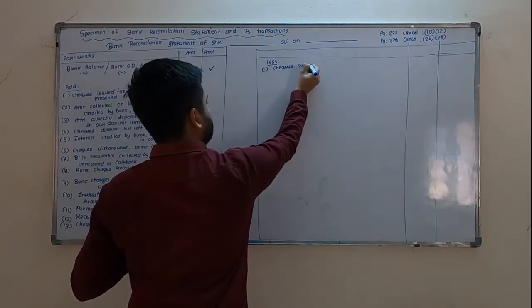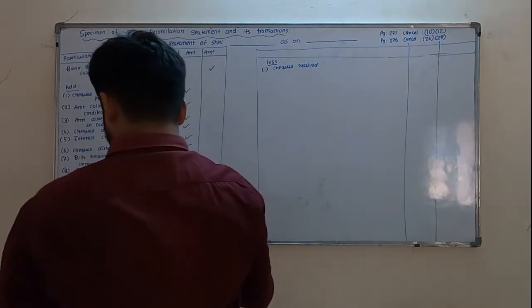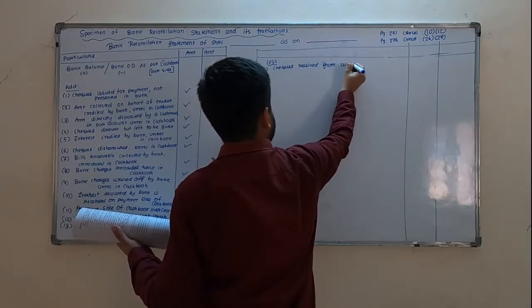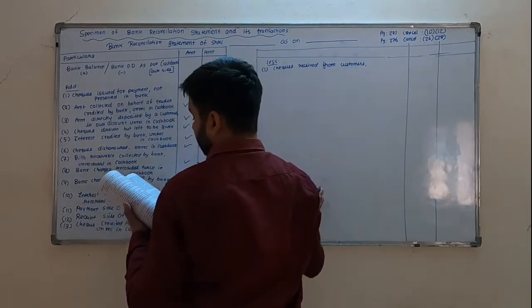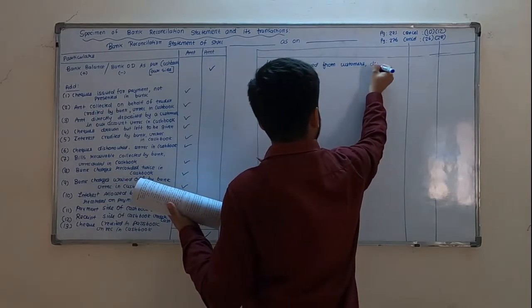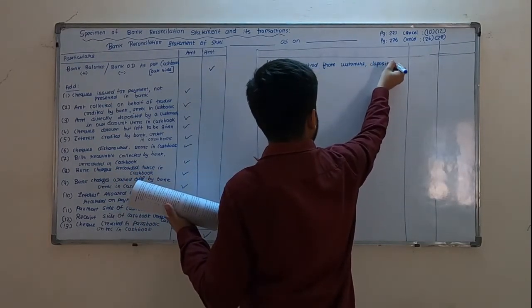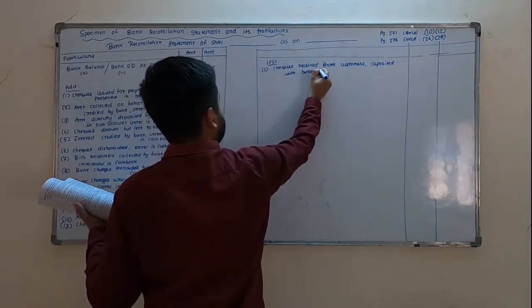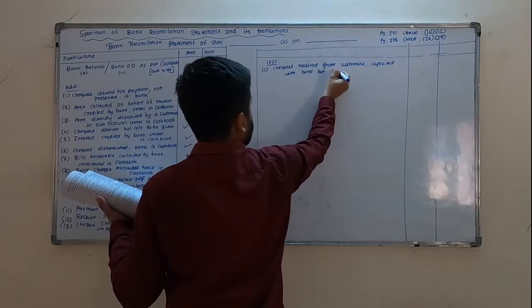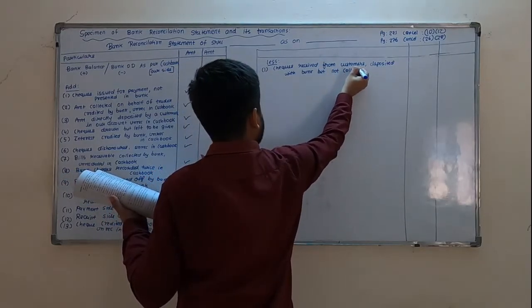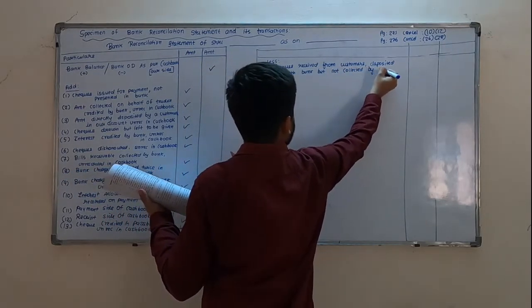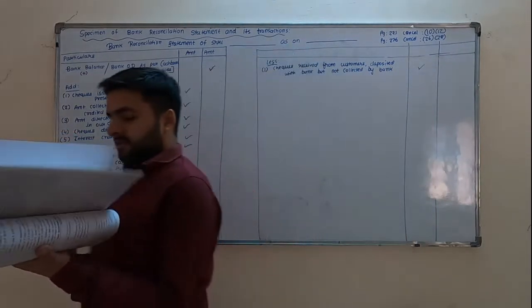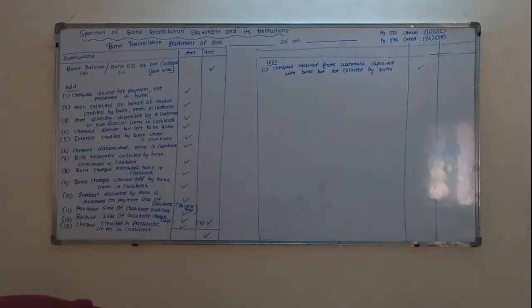Checks received from customers, comma, deposited with bank but not collected by bank. Correct?